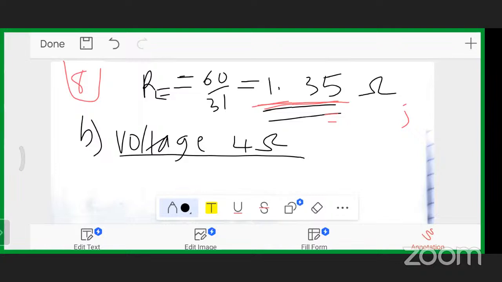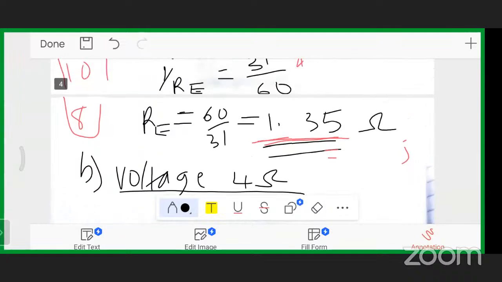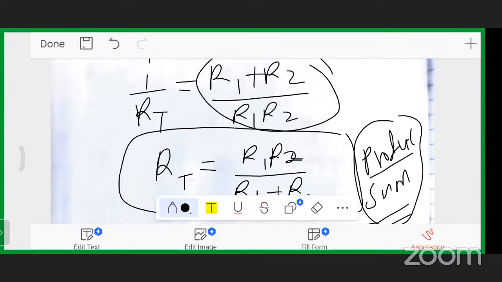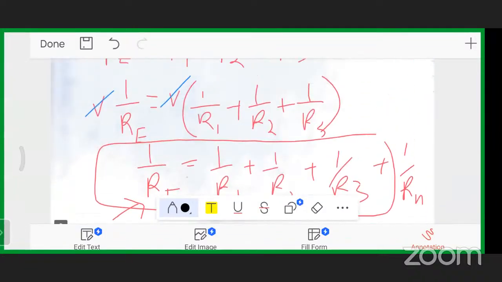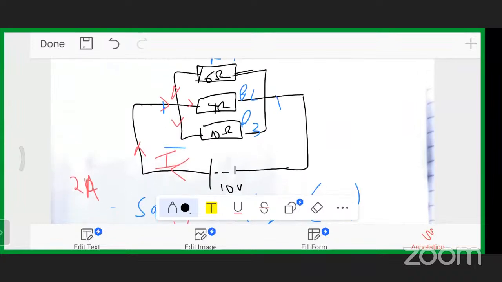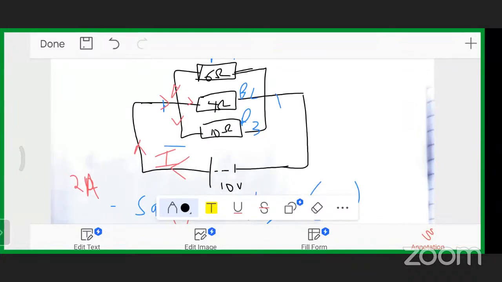I hope you copied the question. What is the voltage drop across the 4 ohm resistor? Didn't we have a 4 ohm resistor here? Yeah, it was there. Here is the question we're dealing with, this circuit here. Someone can try. What is the voltage drop across the 4 ohm resistor?